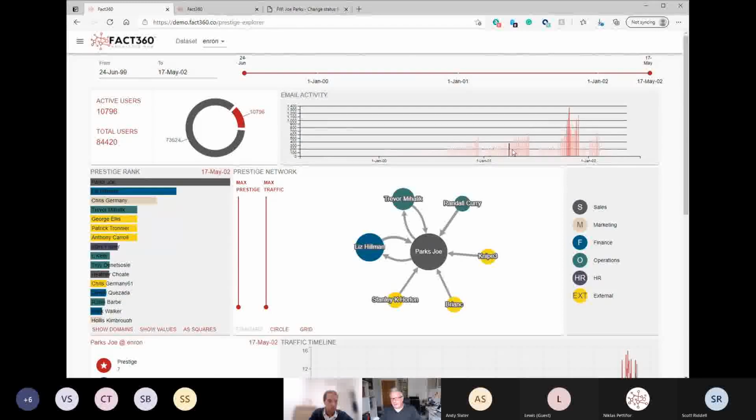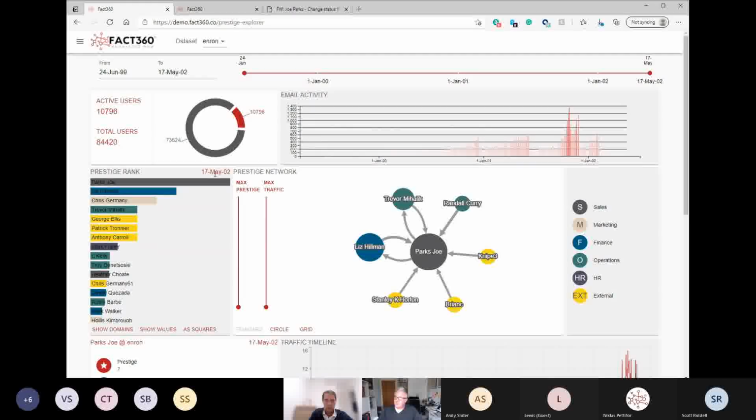We can see where these communications happen, but where we really kick in is down the bottom here, which you can see we have the prestige ranking and the prestige network. So what does this mean? This is telling you at any given point in time, and time is the key word here, who is having the most impact in the network, the communication network.